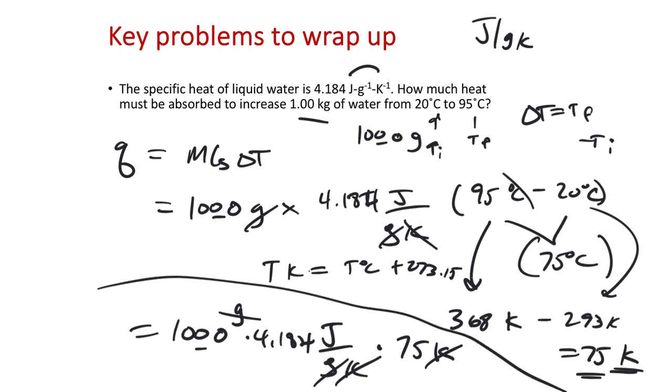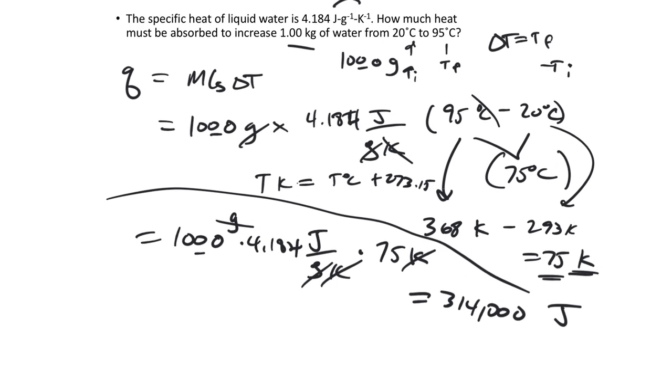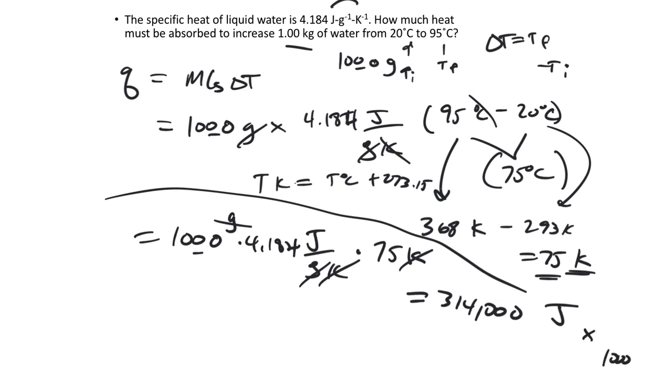So if we do this math here, 1,000 times 4.184 times 75, I get about 314,000. So this equals 314,000, rounding to 3 sig figs, joules. So I might convert this to kilojoules. 1,000 joules is a kilojoule. So this would be 314 kilojoules to raise 1 kilogram of water from 20 degrees to 95 degrees.